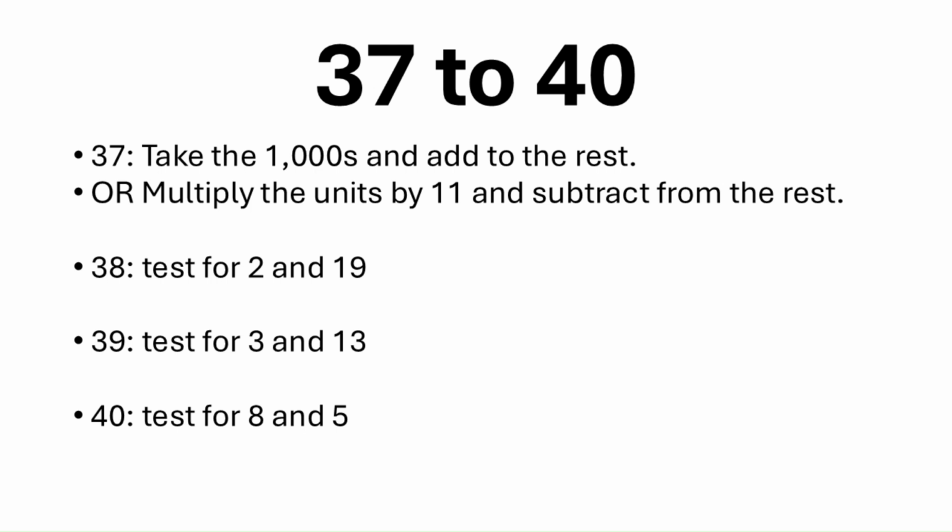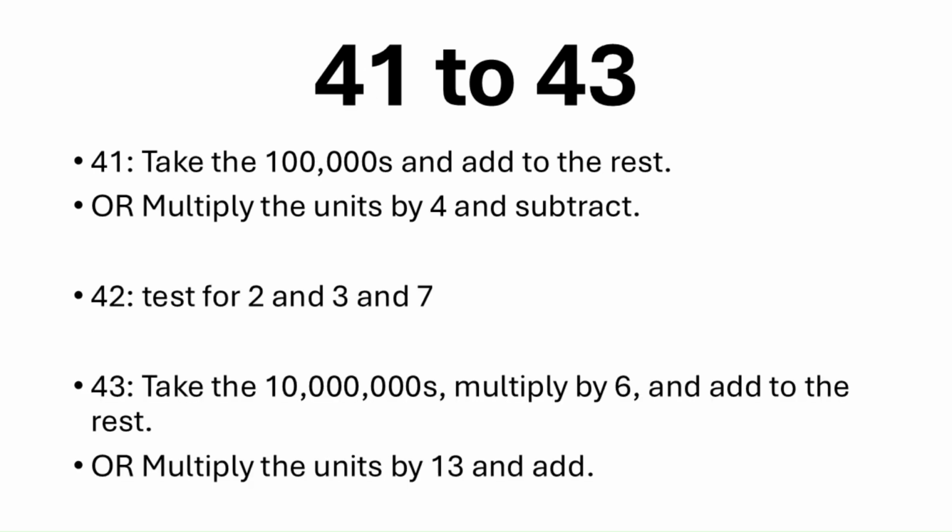38. Test for 2 and 19. 39. Test for 3 and 13. 40. Test for 8 and 5. 41. Take the 100,000s and add to the rest. Or multiply the units by 4 and subtract. 42. Test for 2 and 3 and 7. 43. Take the 10 millions, multiply by 6, and add to the rest. Or multiply the units by 13 and add.